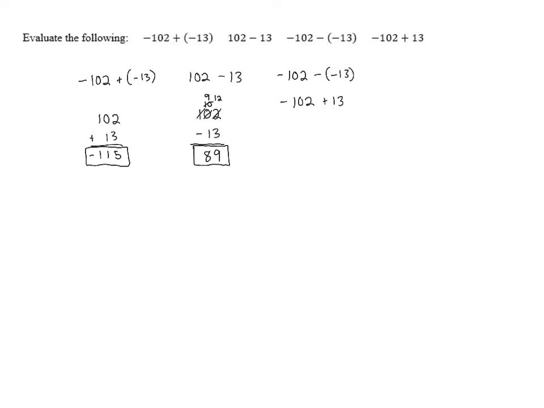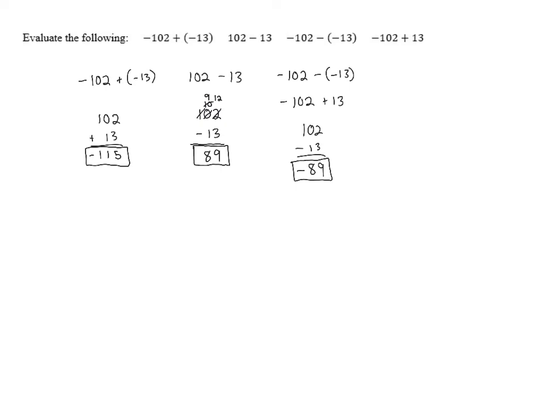The signs are different, so we need to take the difference. So we've got to do 102 minus 13, and we just did that. We knew we got 89, still going to be 89. But in this case, the larger number was negative, so our final answer is going to be negative, and we have negative 89.